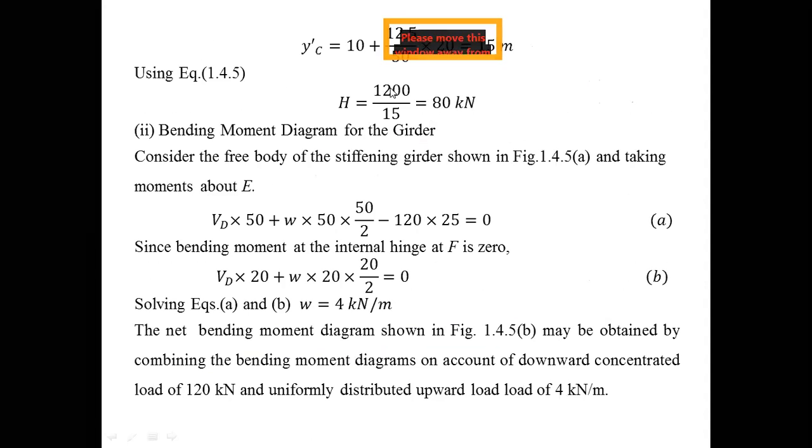This is 1200, that is 60 into 20, and y dash c is calculated as 15 meters using the same concept. I cannot say anything; if you sit without doing the previous problems, what can I do? I cannot do anything. So Mb by y dash c, H is equal to 1200 by 15, which is 80 kilonewton. Very simple principles. So like that you get the horizontal reaction as 80.